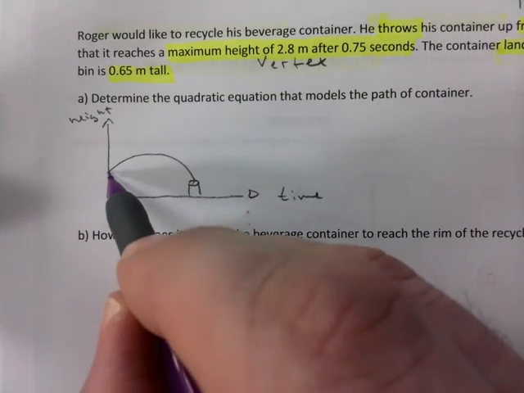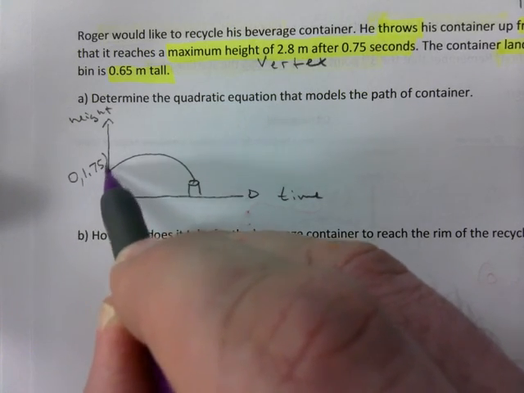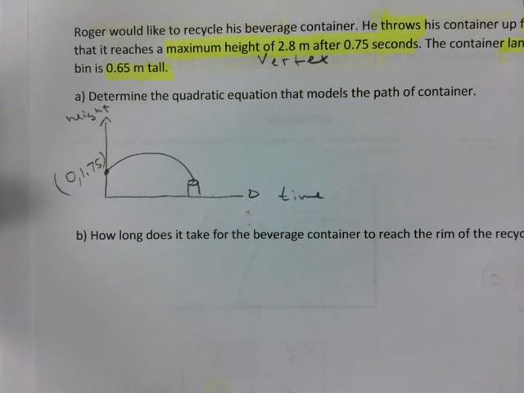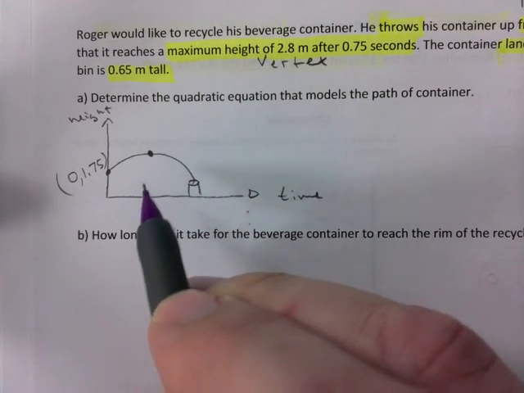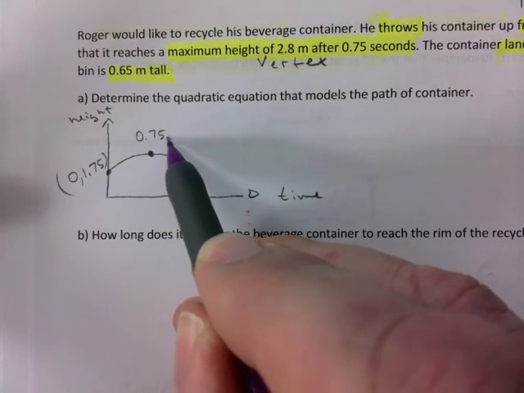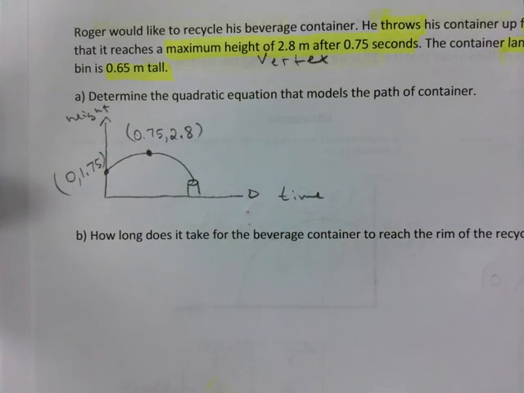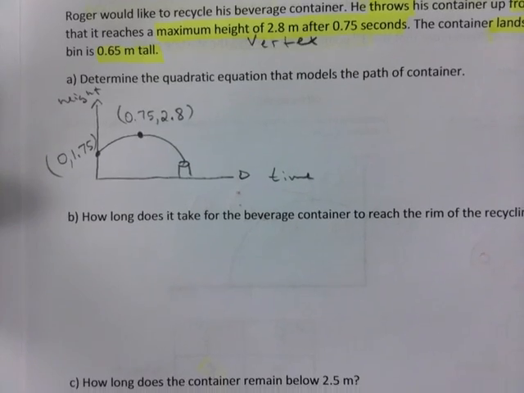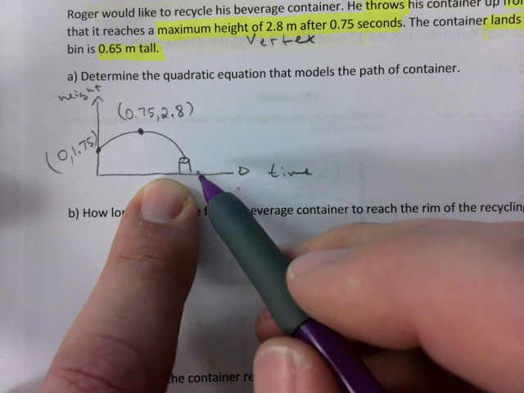Anyways, so we know that this is at time 0, this container is at that height, 1.75. It reaches a maximum height of 2.8 meters. So this would be 0.75, right? The time comes first, then the height. And this is to throw you off. I did this on purpose.